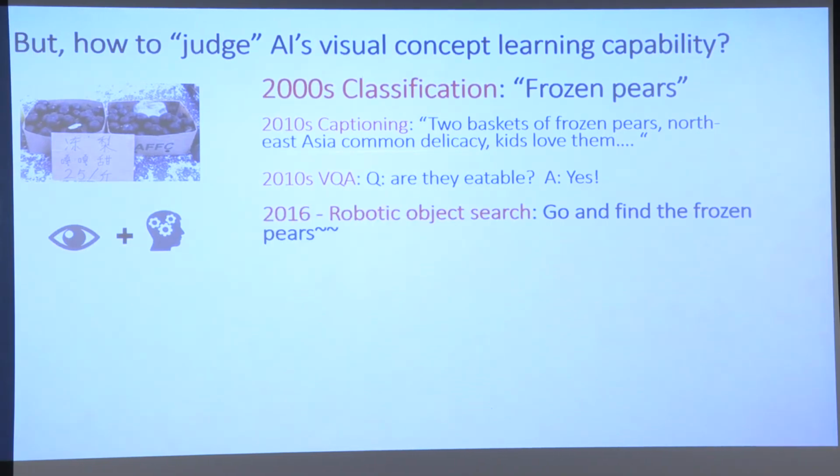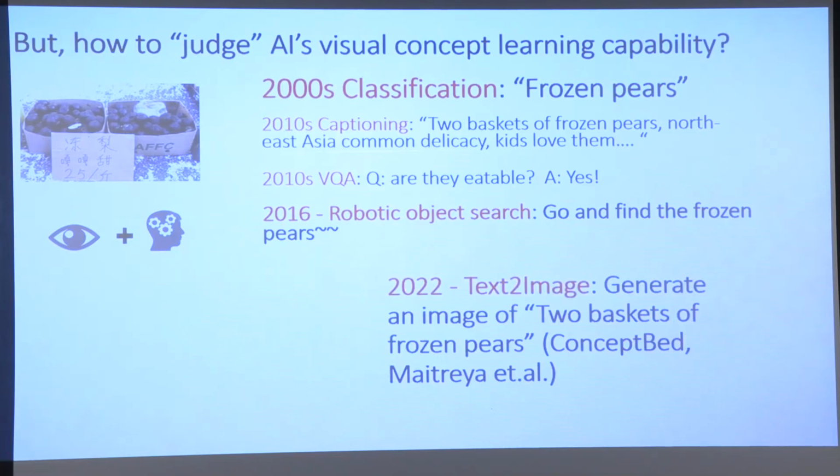About 2016, people started to adopt all these VQA captioning systems onto an embodied agent. So at that time, there was a robotic object search task. Instead of just having a virtual agent, you ask the agent to say, hey, go find the frozen pears. And depending on how well the agent performs, you judge how well the agent understands the visual concept of pears and frozen pears and so on.